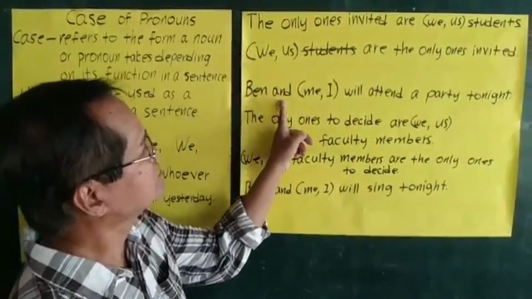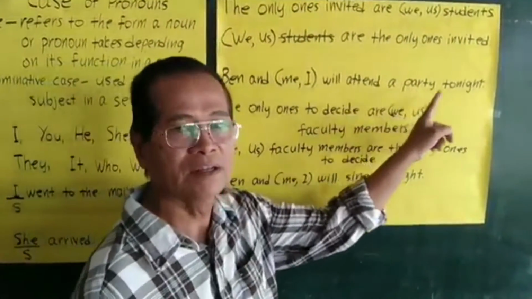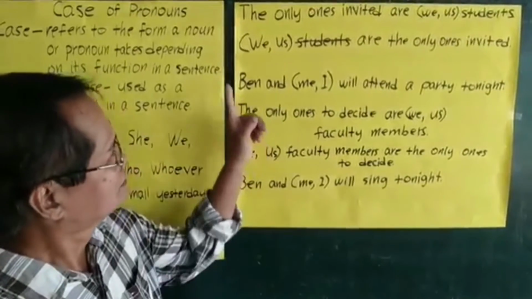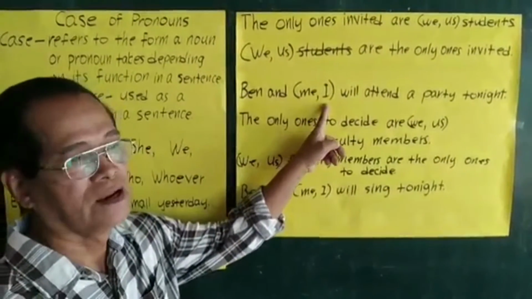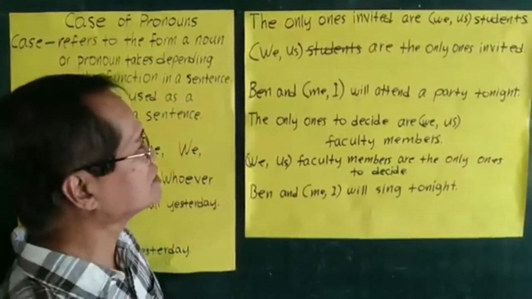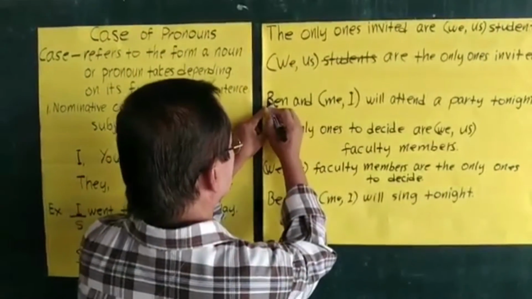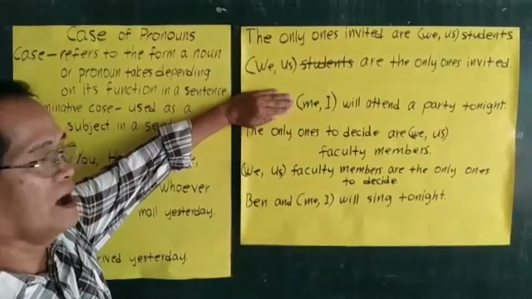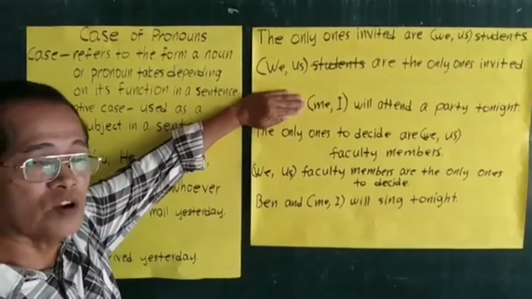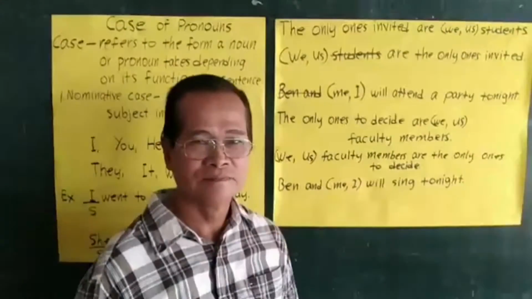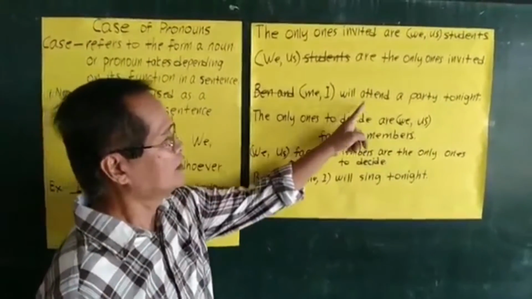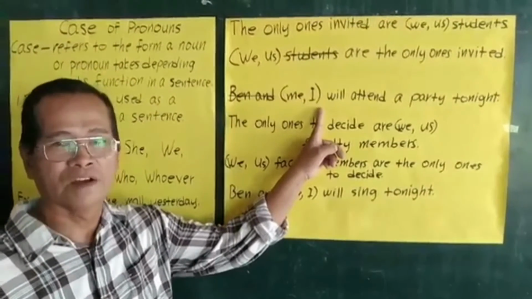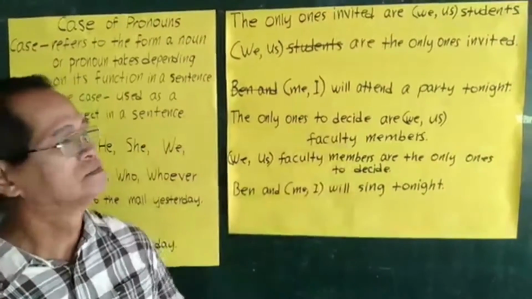Next: Ben and me or I will attend a party tonight. Now, our subject is a compound subject, Ben and me or I. In order to avoid confusion, we are going to disregard the first subject, Ben and, or cover it, and then read the sentence. Me or I will attend a party tonight. Of course, if your answer is me, it sounds awkward. So, the answer should be I will attend a party tonight. And I here conforms with the rule in grammar because it functions as a subject in the sentence.